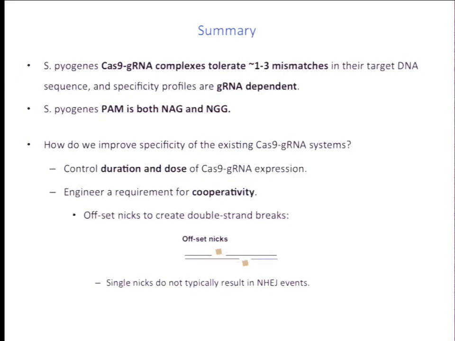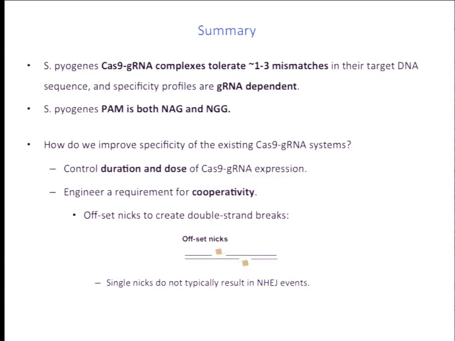So typically cells are very good at repairing single nicks. And if an off-target single nick event happened, then cells would end up repairing them very efficiently, and one would not observe any sort of NHEJ event. So only when 2 nicking events happened in a coordinated fashion and on opposite strands of the DNA would one observe a double-stranded break, which would be measured as an NHEJ scar.